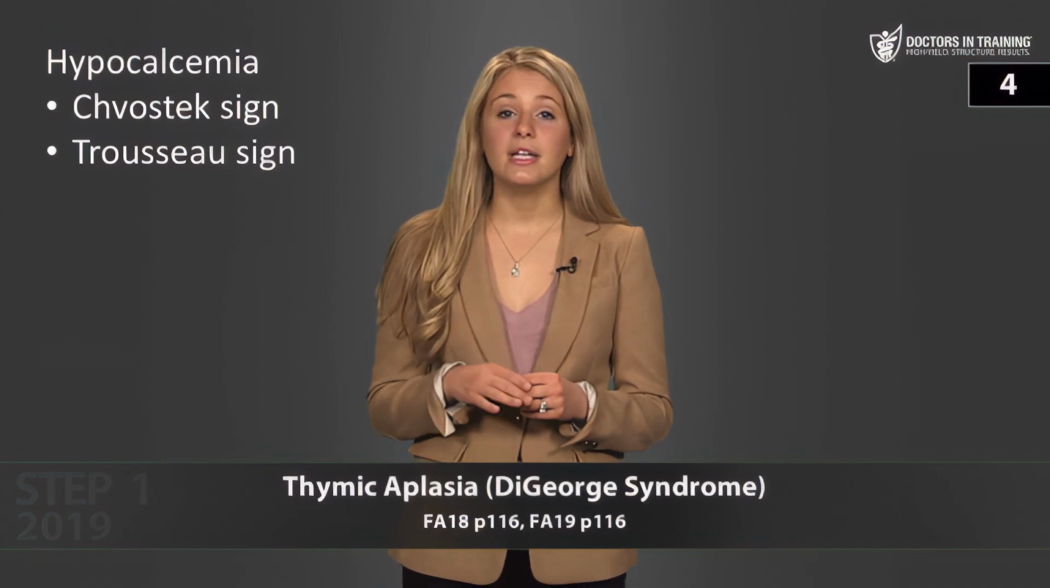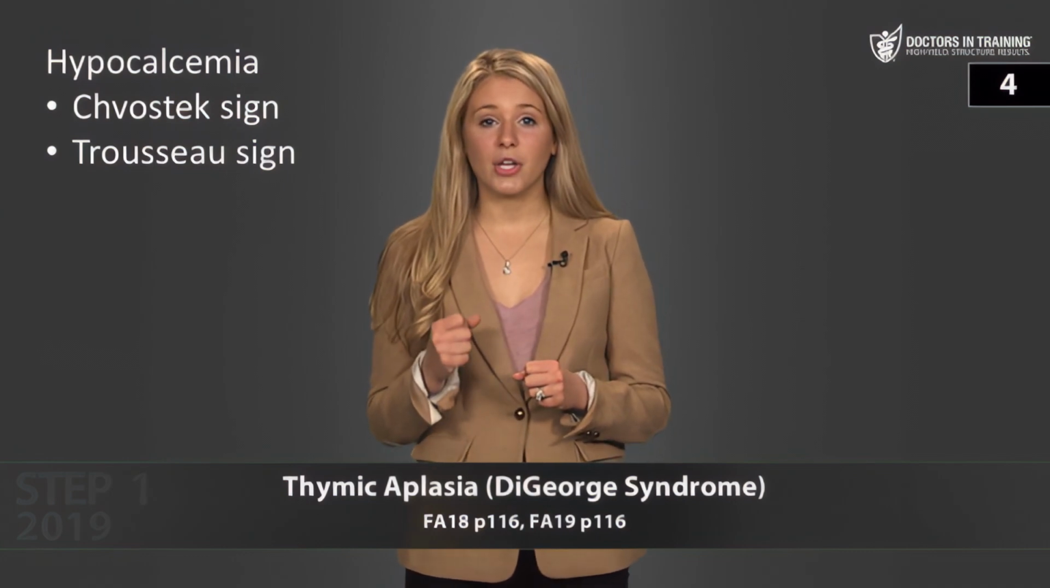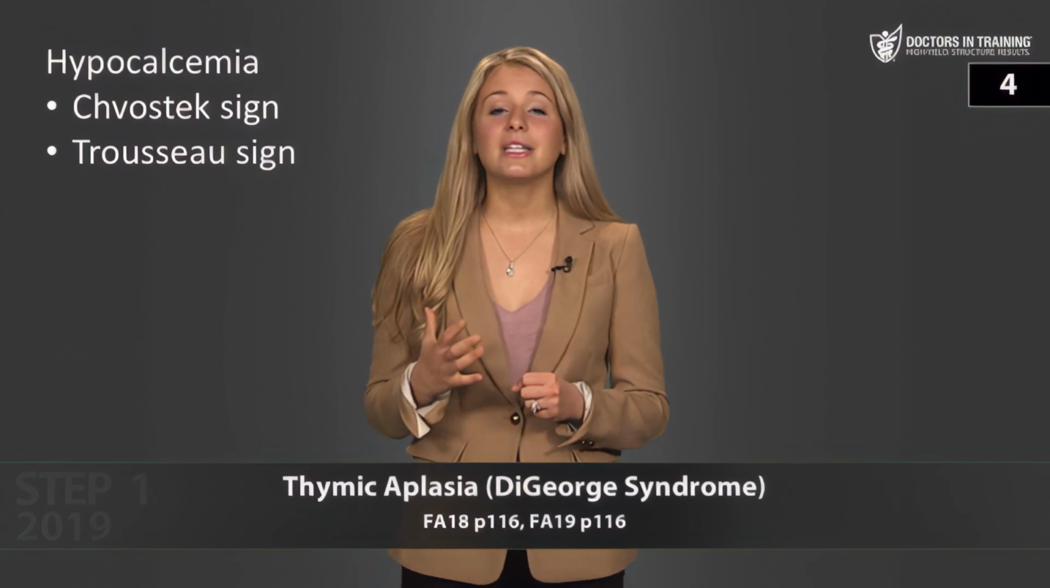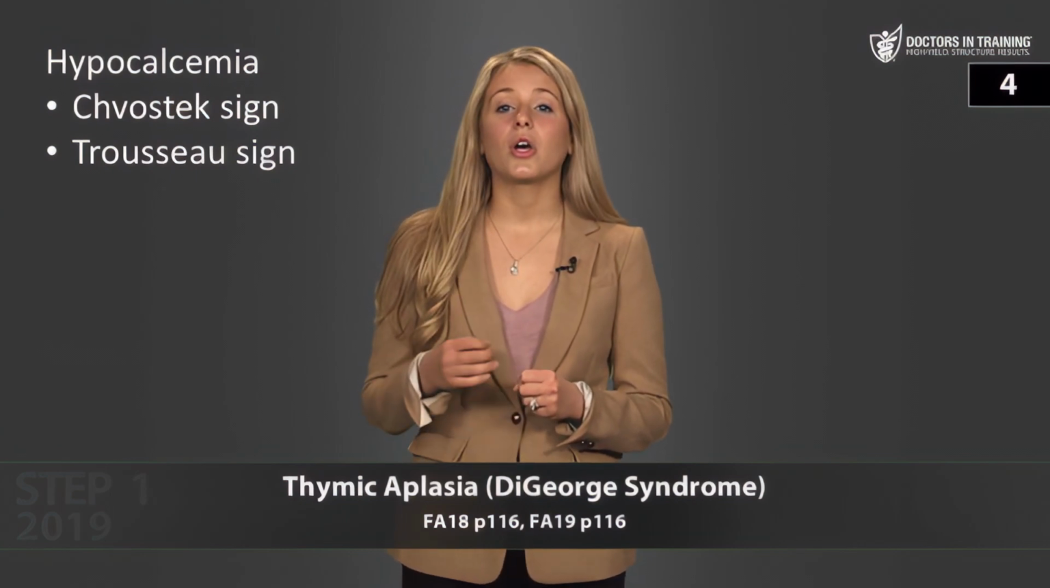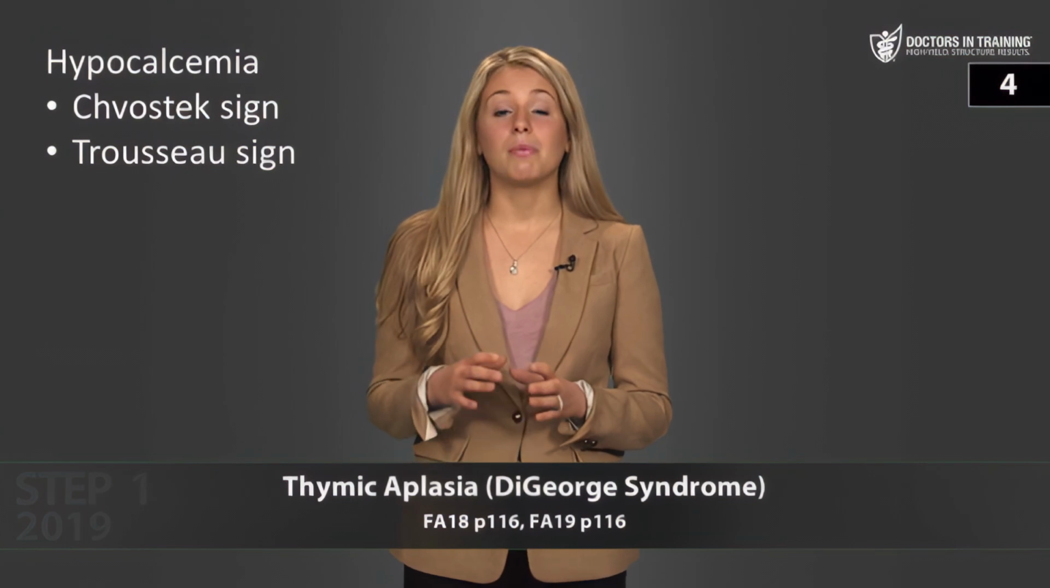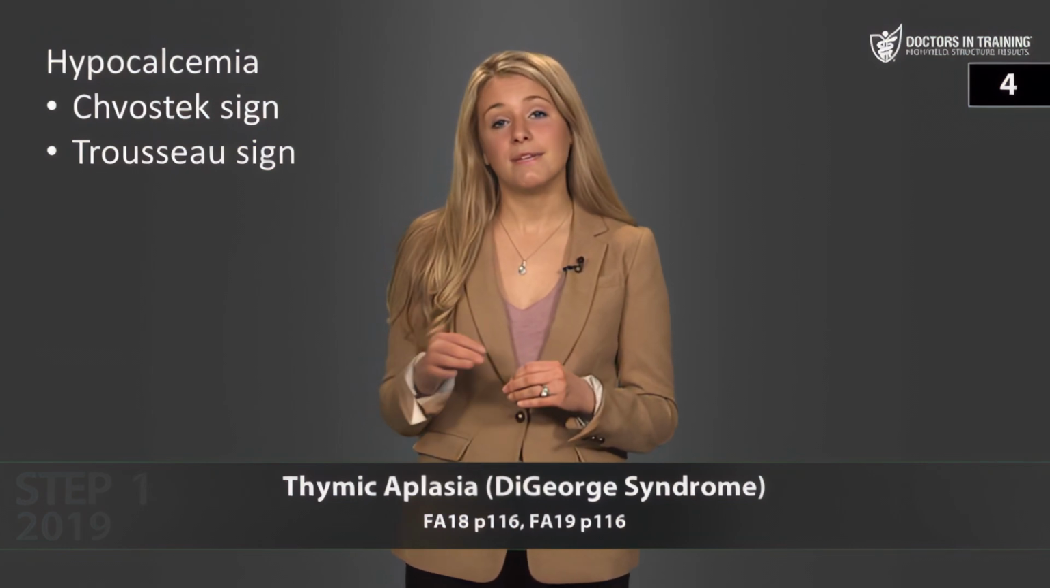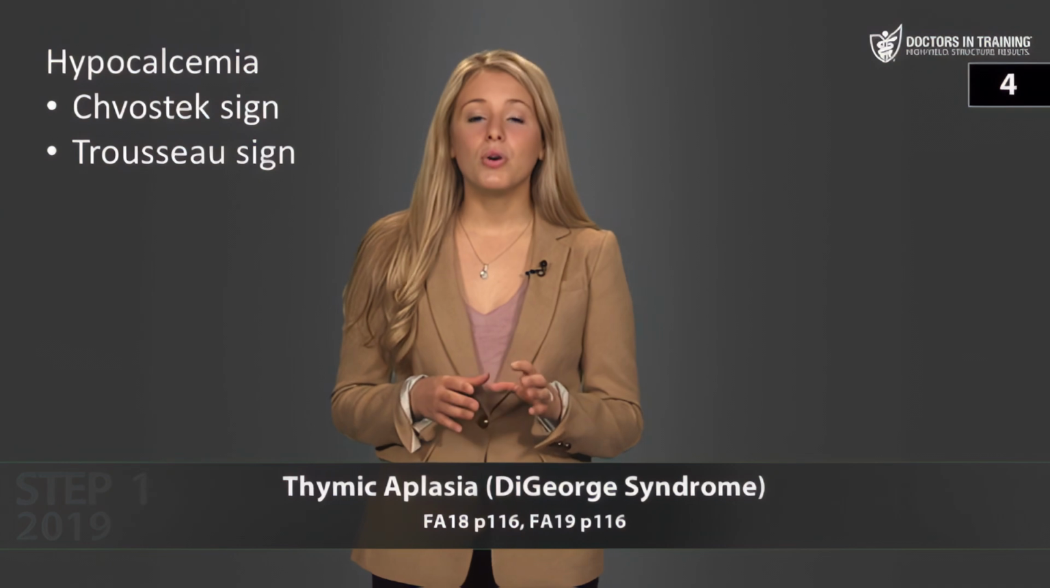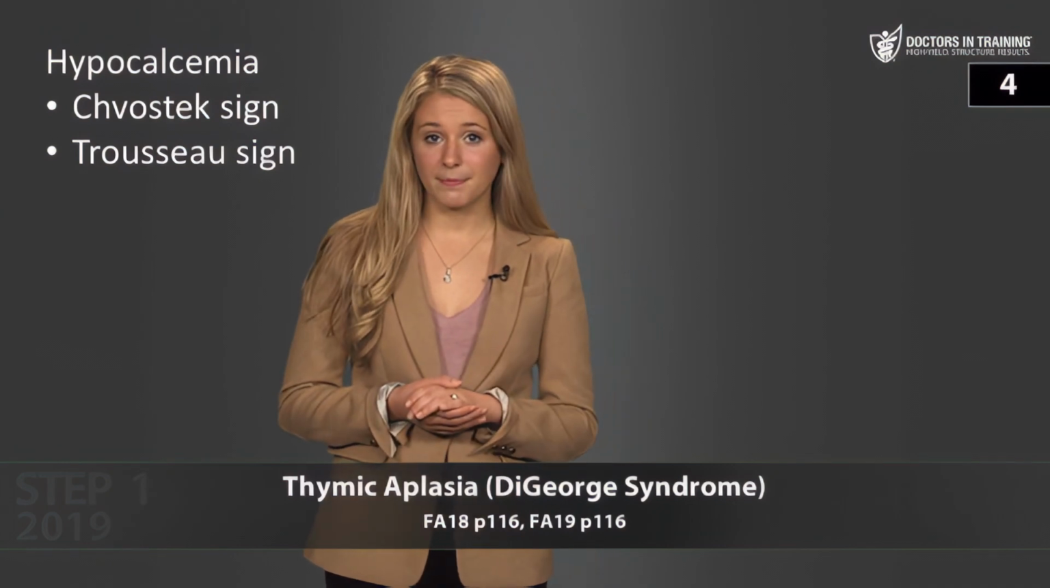And Trousseau sign is where you tighten the blood pressure cuff on the arm for a minute or so, and that leads to spasm of the arm, called carpopedal spasm. So remember, T for Trousseau and T for tighten that cuff. Both of these are signs for hypocalcemia.